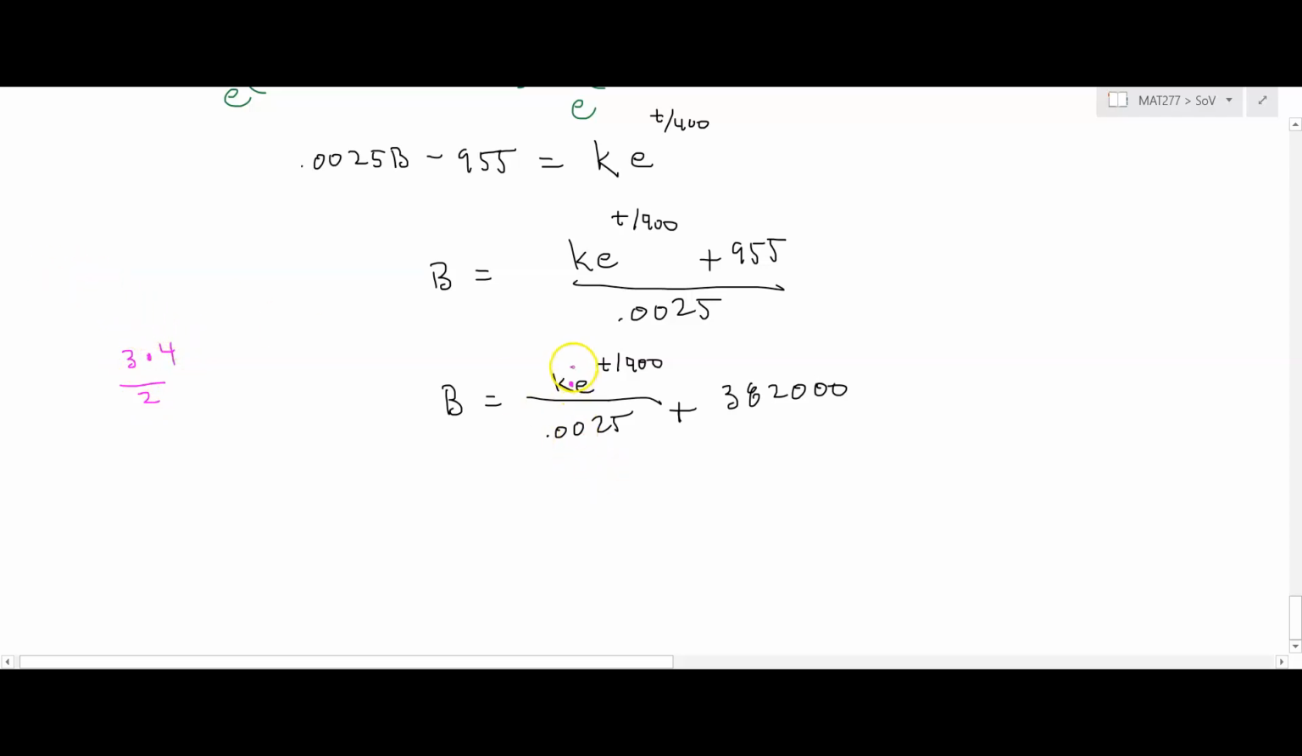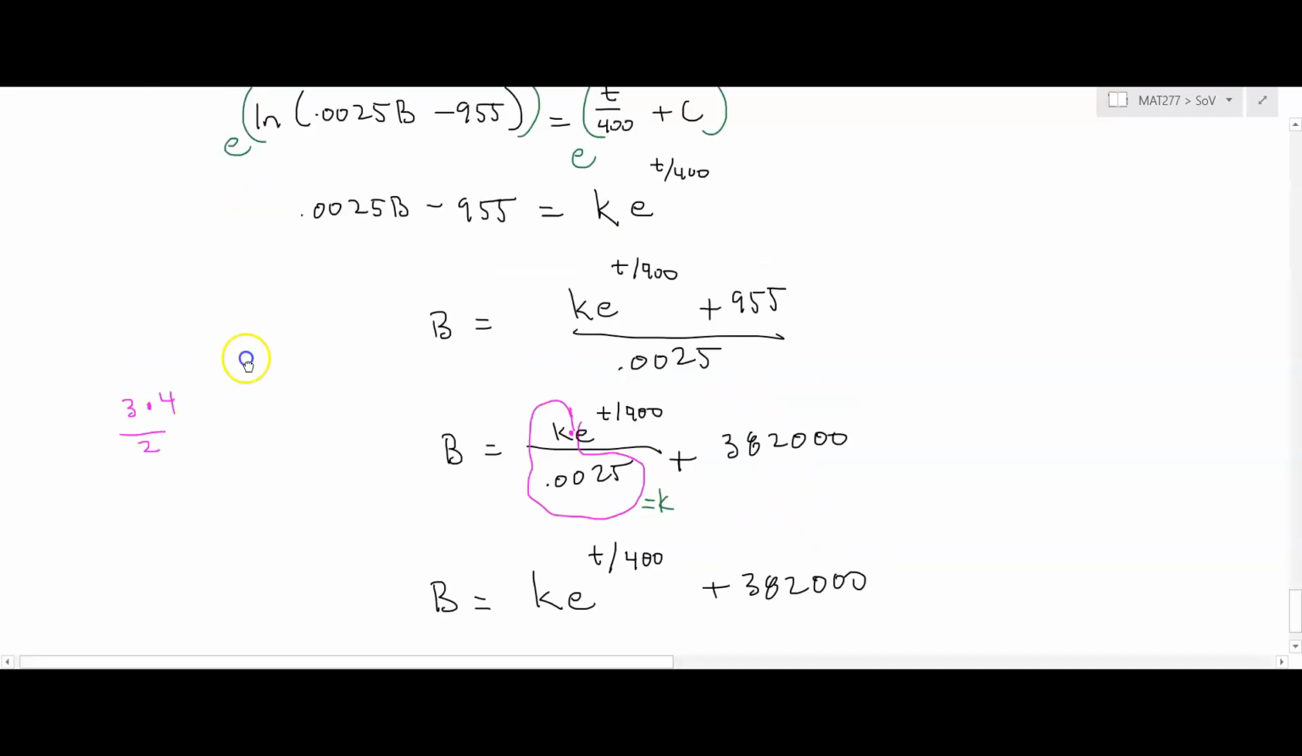So what I'm saying here is if I divide k by 0.0025, well, that's an arbitrary constant divided by a constant, and so that just forms a brand new constant. Again, I'll just relabel it k because I'm not concerned about keeping track of all the variations of that constant. So I can write this as k e to the t over 400 plus 382,000.